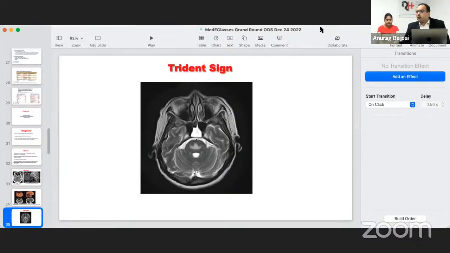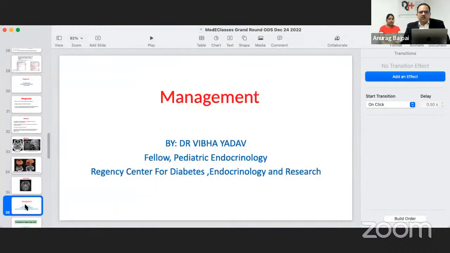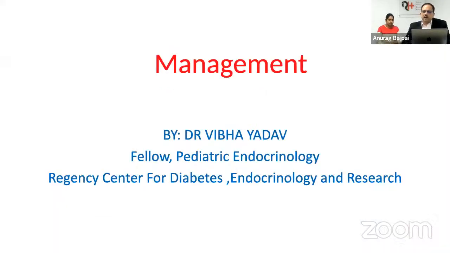Now we have already got this problem which has happened. Now what do we do? Whether we could have prevented this problem, how would we manage from here? I think these questions are the most important as well now. So Dr. Vibha will talk about how do we manage both primary, secondary and tertiary prevention.